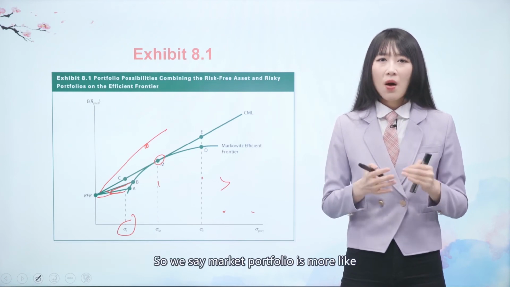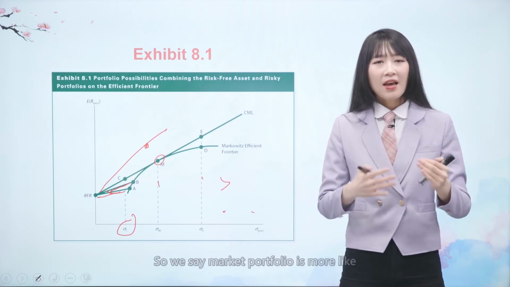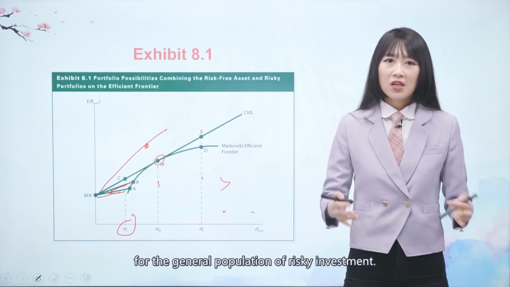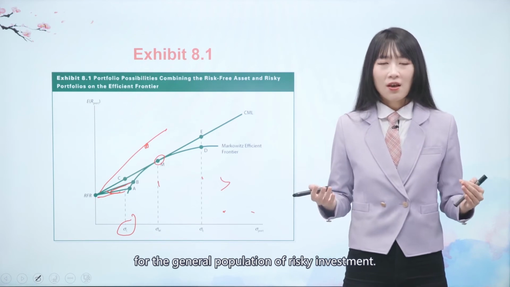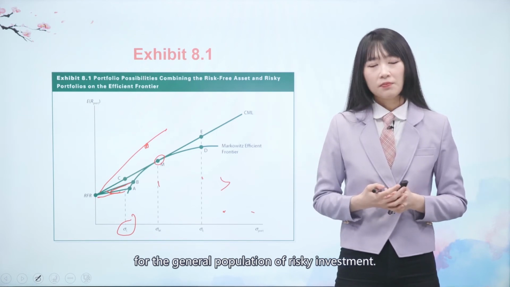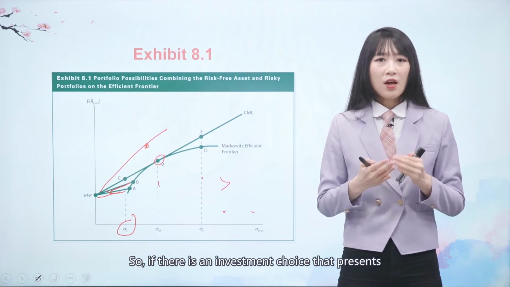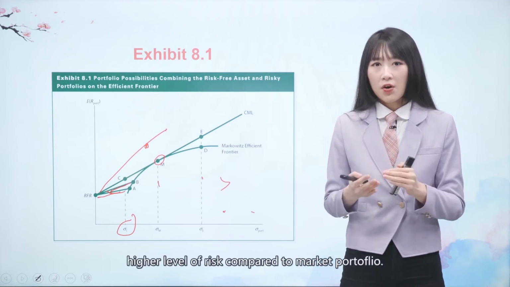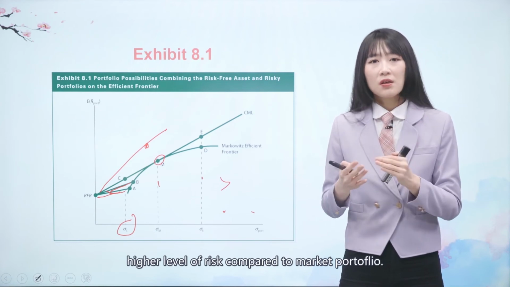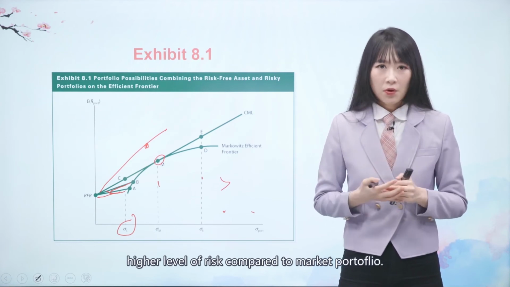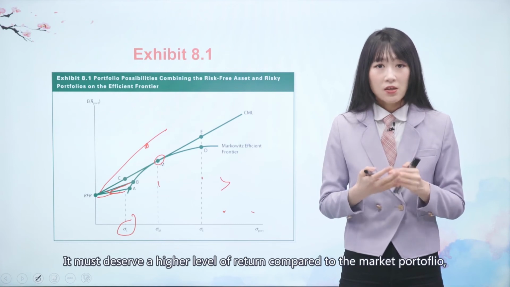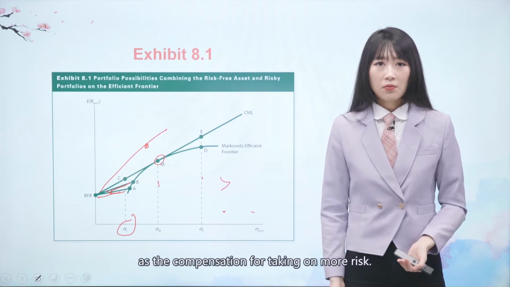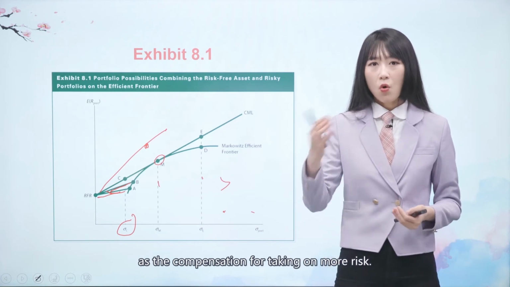So we say the market portfolio is more like a representation of the average level of risk for the general population of risky investments. So if there is an investment choice that presents a higher level of risk compared to the market portfolio, it must deserve a higher level of return compared to the market portfolio as compensation for taking on more risk.